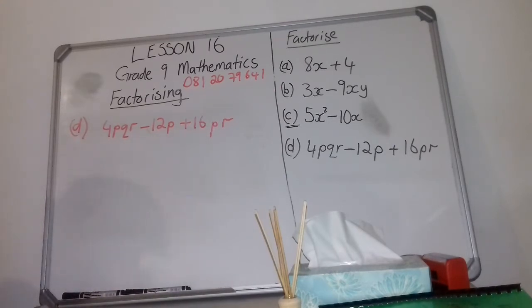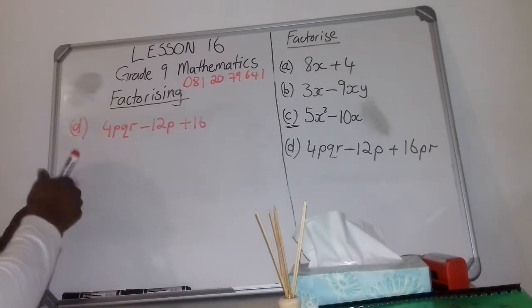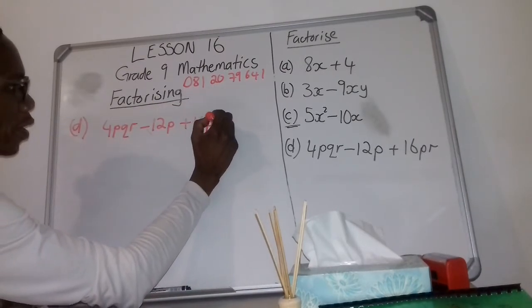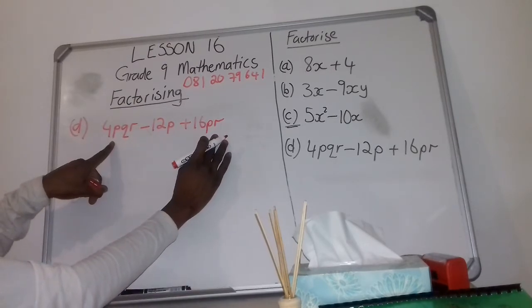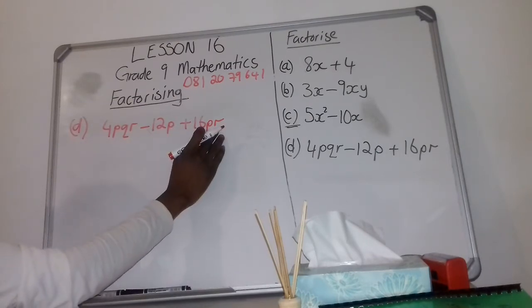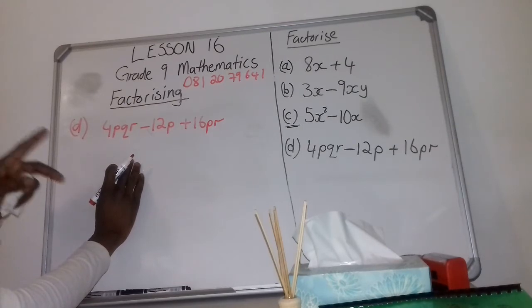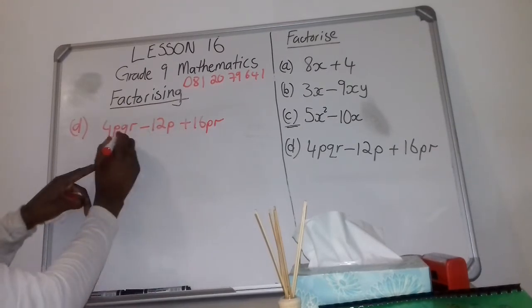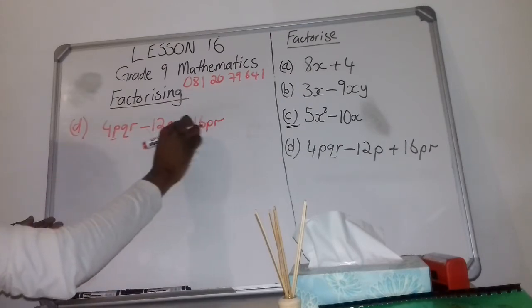And the letters, I don't know why I've left the gaps here. Sorry for that, guys. So it should be PR. As you can see, every term has a P in it, but not a Q, not an R. This one has no Q, this one has no R, this one has everything. So our highest common factor will have a number and the letter P, because every term has a P in it. Alright, I hope you can see that.